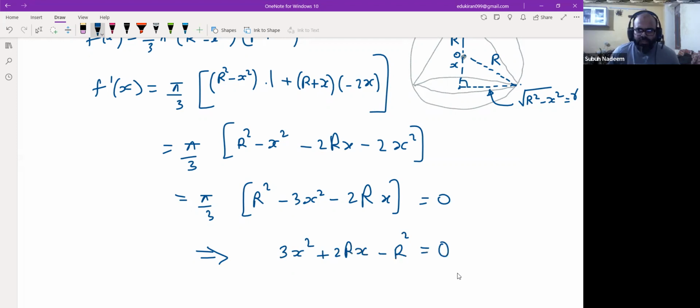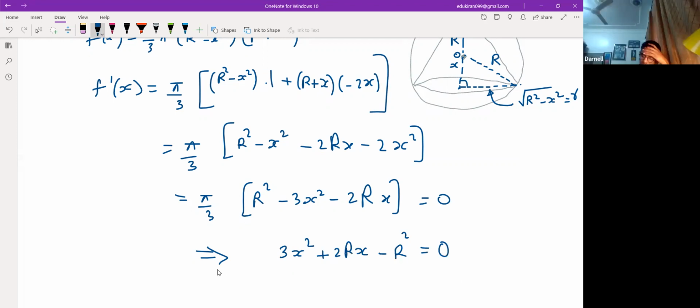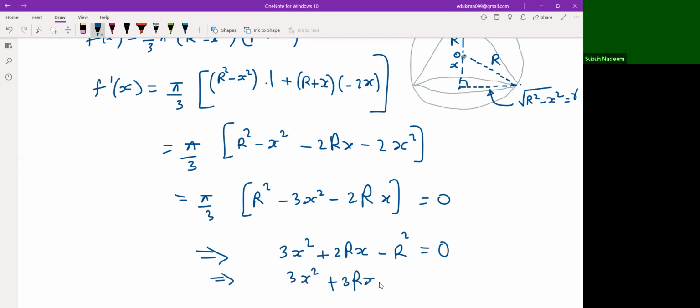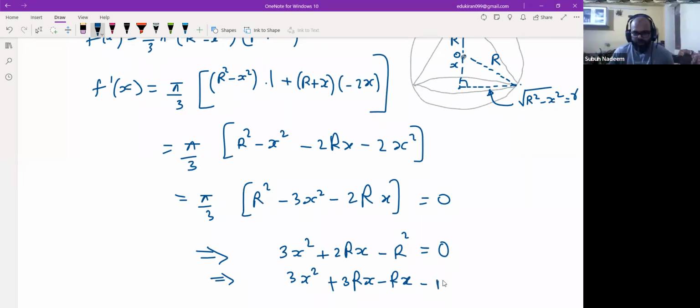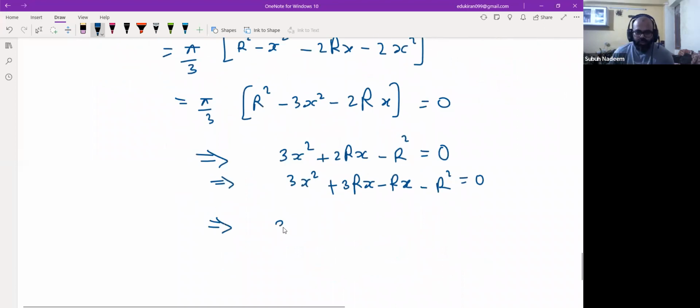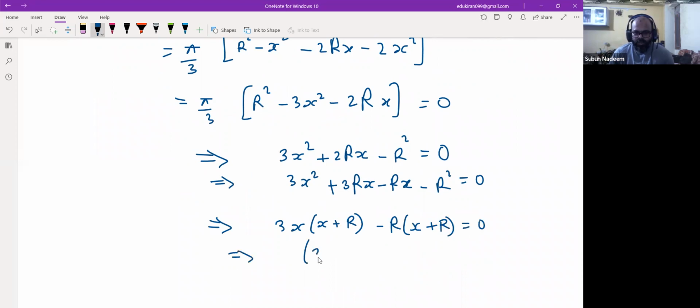Can we write it like this? Yes. Now do the middle term splitting. So 3x square plus 3Rx minus Rx minus R square is equal to 0. So you get 3x into x plus R minus R into x plus R is equal to 0. So 3x minus R into x plus R is equal to 0. So x is equal to R by 3 and minus R.